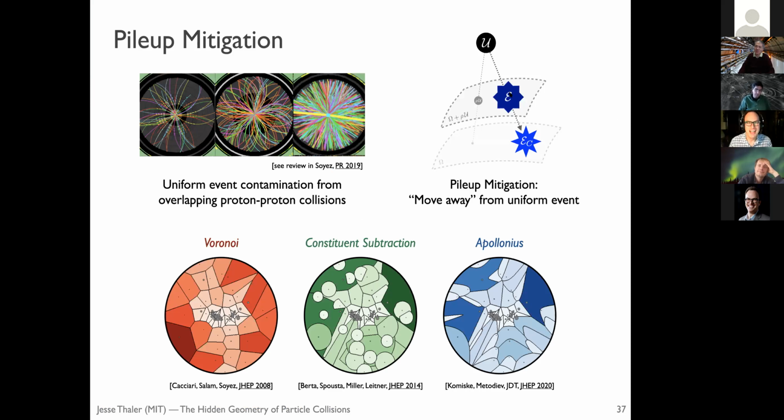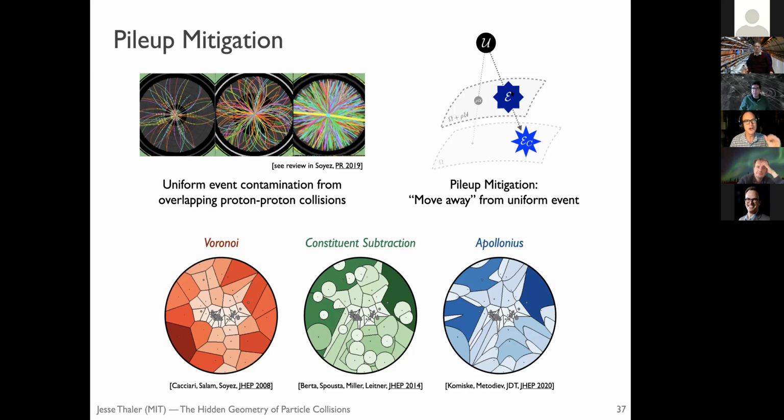Yeah. So these, what are they called? Stained glass windows, if you like. These correspond to different attempts to define going away. Voronoi tessellation turns out to be a technique that tries to figure out what uniform is by tiling distance of closest approach or locations of closest approach and subtracting uniformly from that. This is an approximation to moving away from uniform. Something used in the heavy ion context is called constituent subtraction, and that's also approximating going away from uniform.